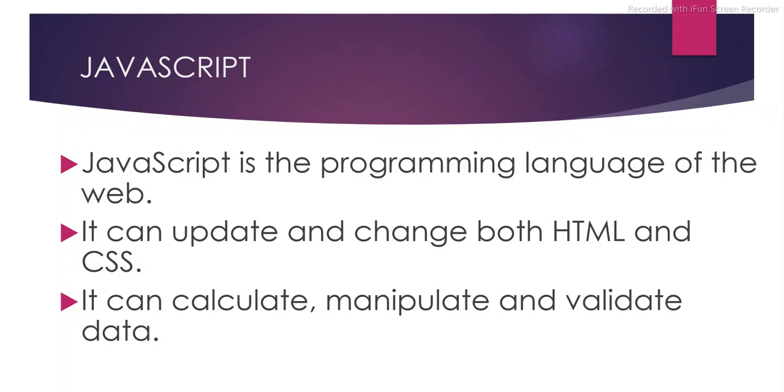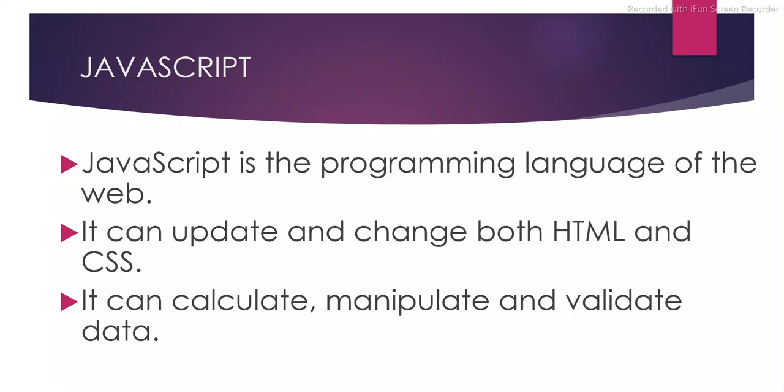As you all know, JavaScript is a programming language used especially for websites or web pages, and it is used to update and change both HTML and CSS. JavaScript is used in combination with HTML and CSS, and it can calculate, manipulate and validate data. JavaScript is mainly used for validating your data.